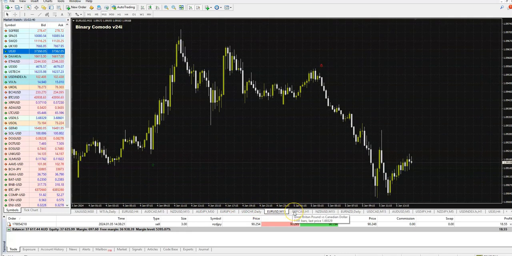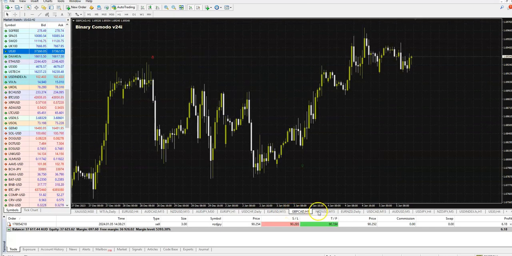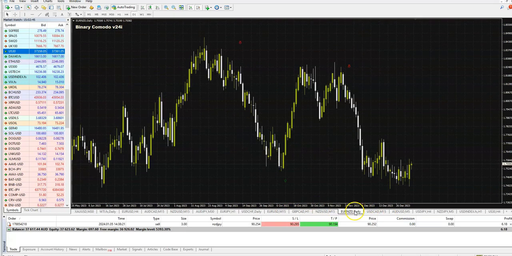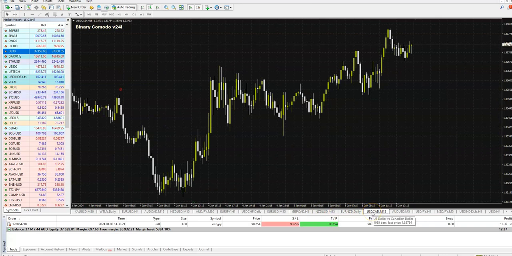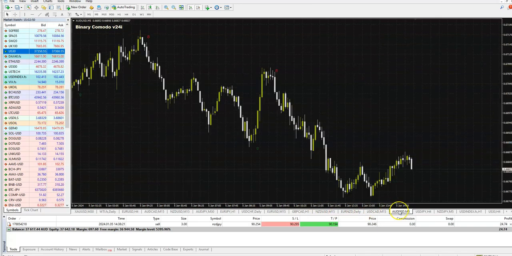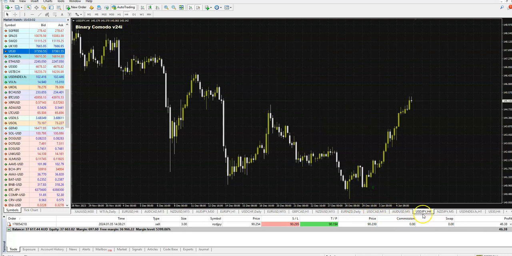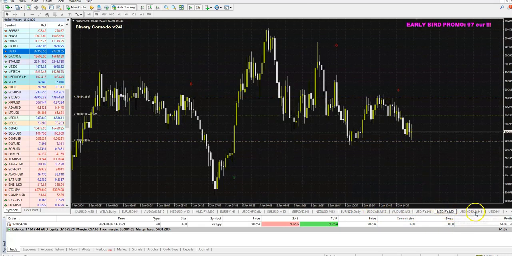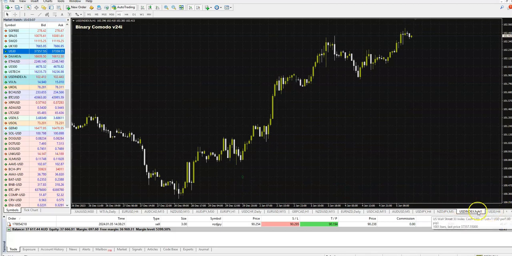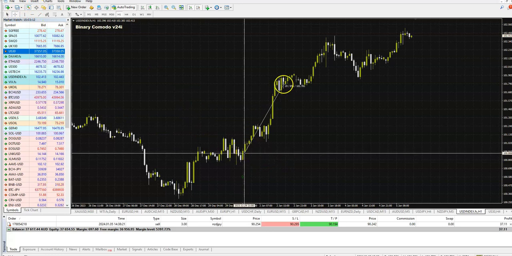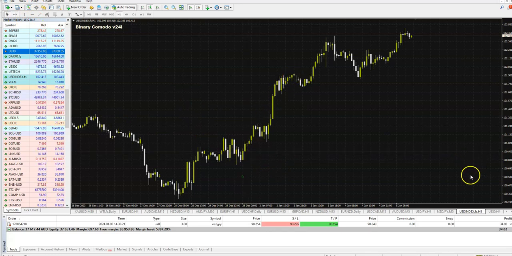Euro USD, GB Canadian. This is 5 minute time frame. I don't recommend 5 minutes so much, but if you want to make many trades per day, then M5, M15. I prefer 1 hour to have 1 or 2 per day and make 100 pips. So like here, easy 100 pips.